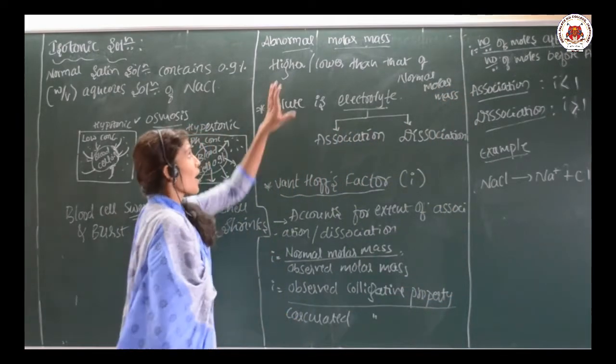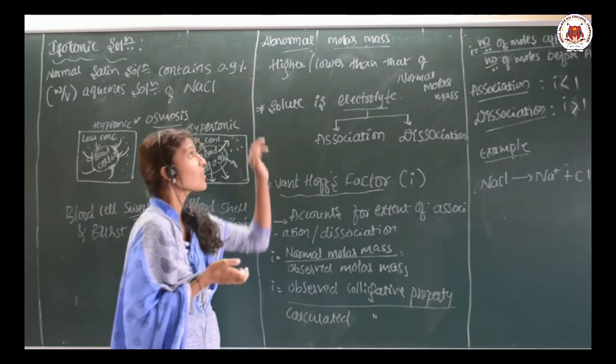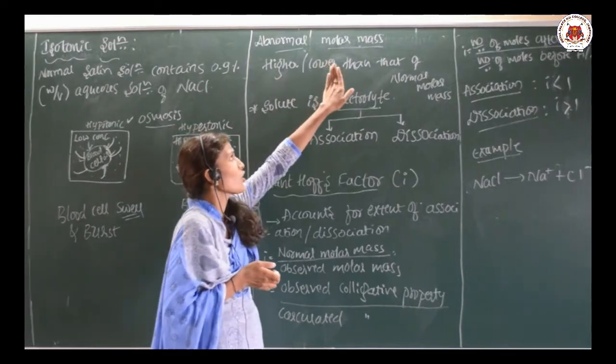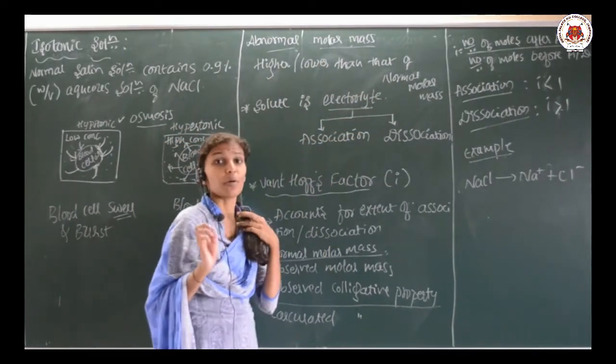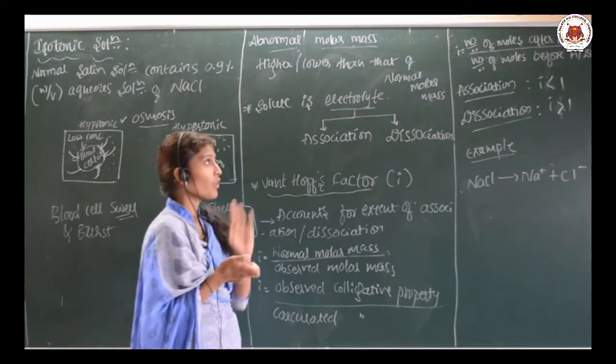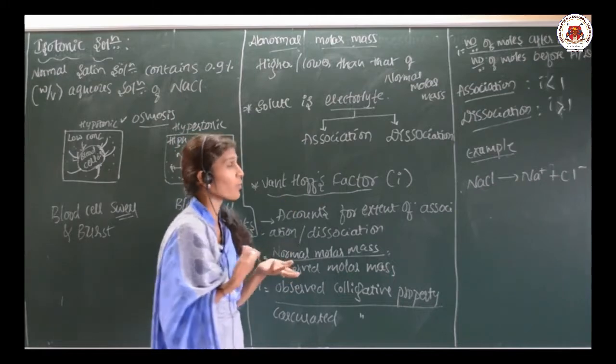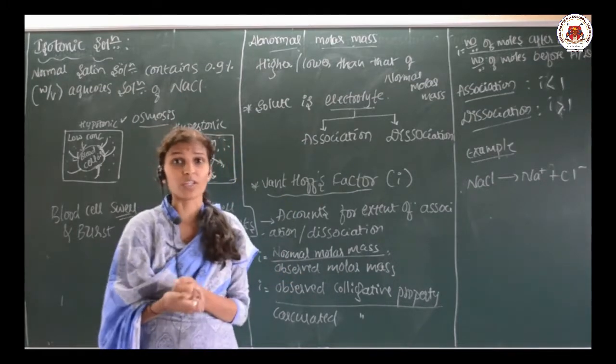Are you getting? Abnormal, normal is common only, abnormal means either it is higher or lower than that of the normal molar mass. Then there is one question: why is there a variation of the molar mass, why will it be either high or low, what is the reason?